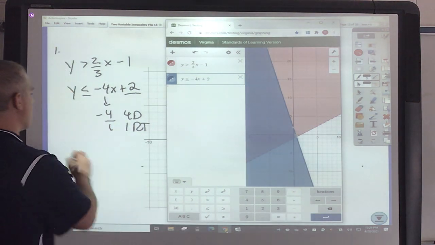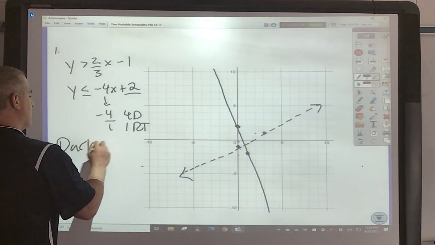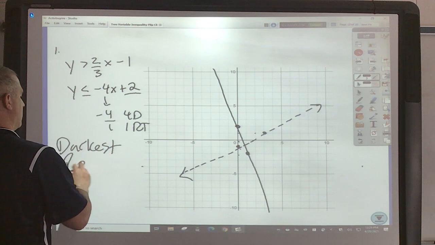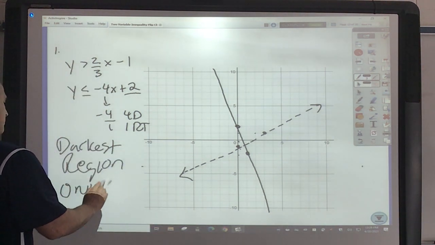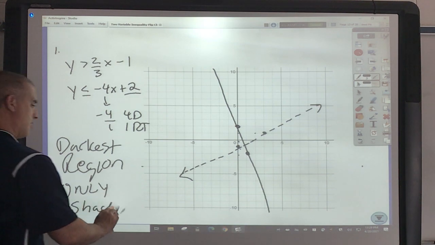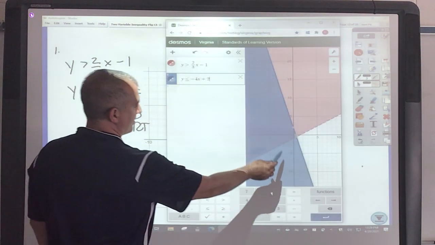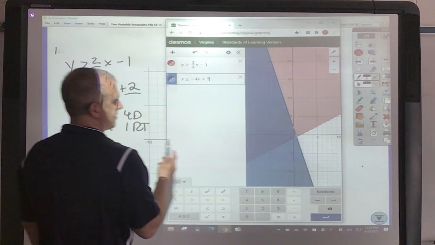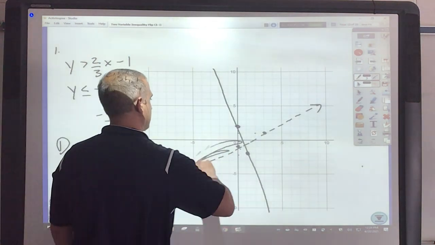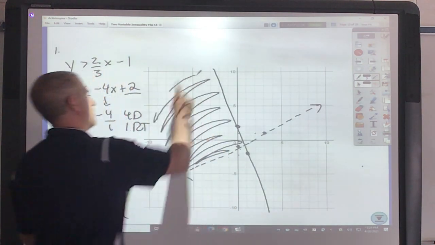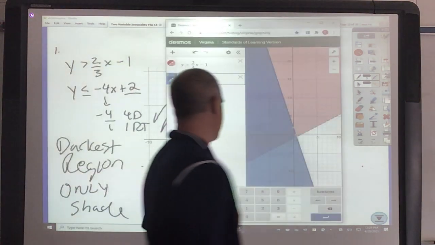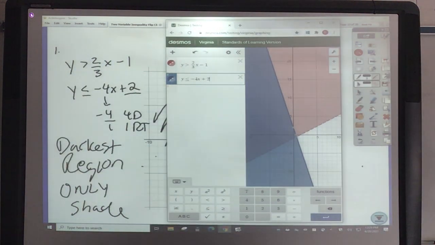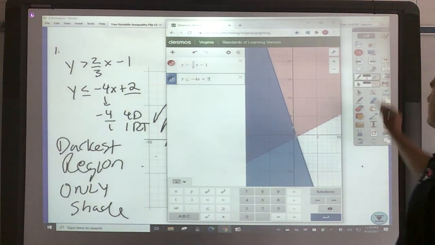You pick the darkest region and shade that. Only shade there. Okay, so you see how this is light blue, red, this is like a combination. Okay, that's how I get my answer. It's which one's the darkest. Okay, which one's the darkest.